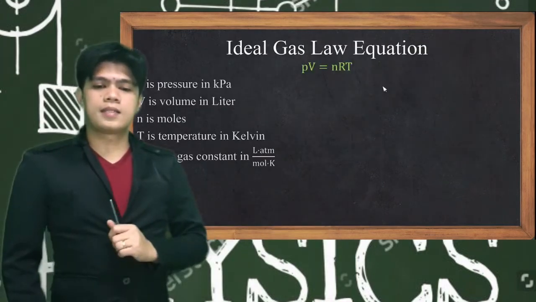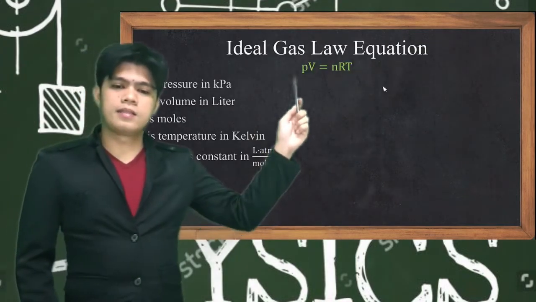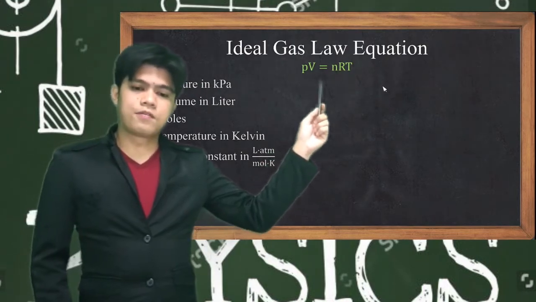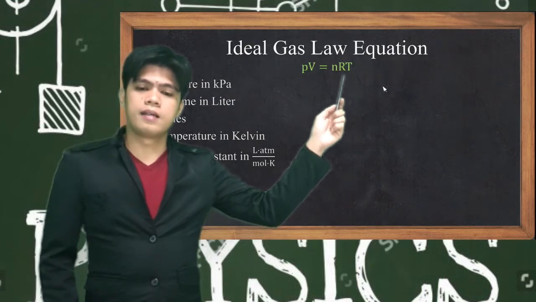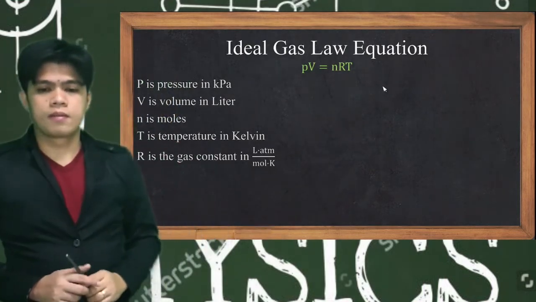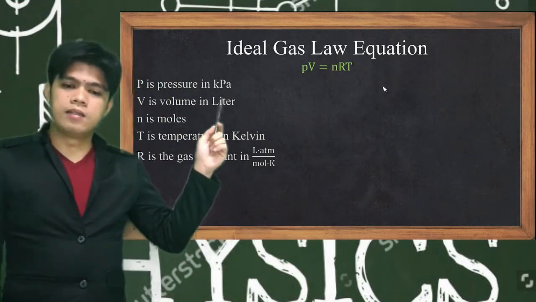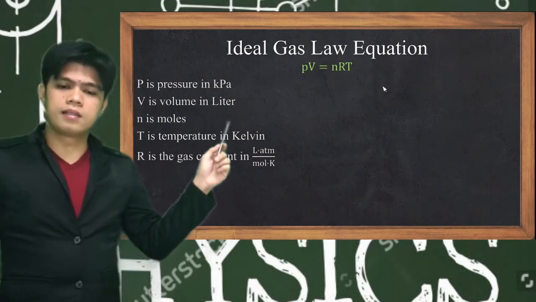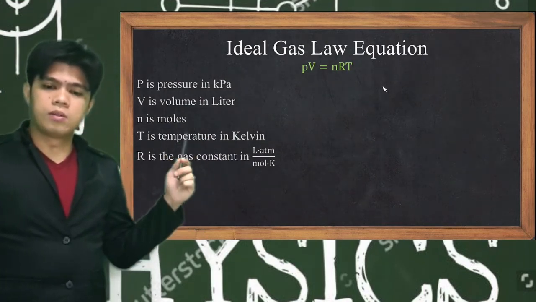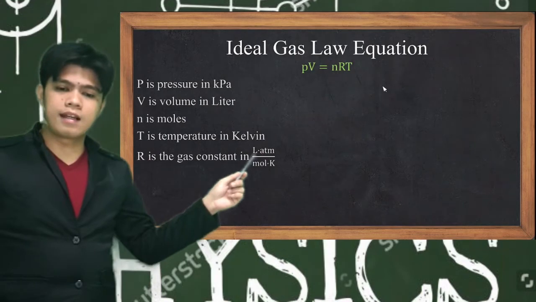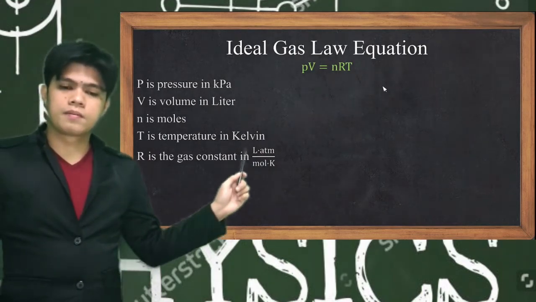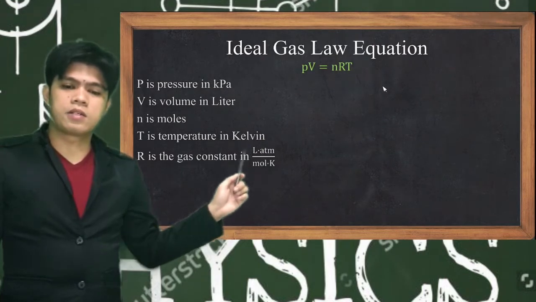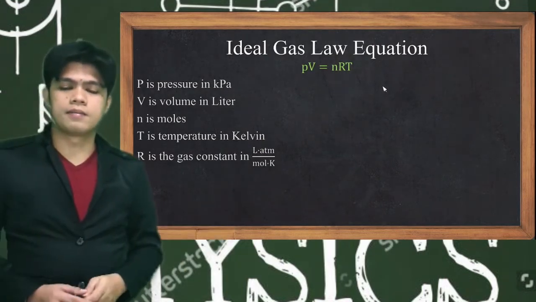Now, the ideal gas law equation states that the pressure times volume is equal to moles times the gas constant R times the temperature. So pressure is in kilopascal and volume is in liters, n is moles and T is the temperature in Kelvin, and R is our gas constant, which is equal to liters atmosphere over mole Kelvin.